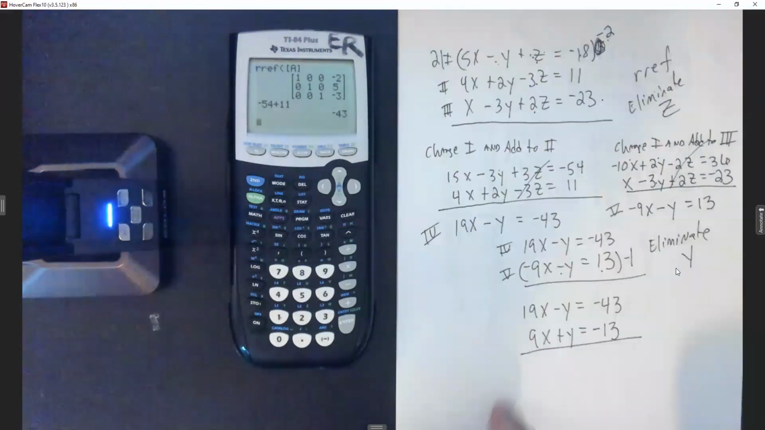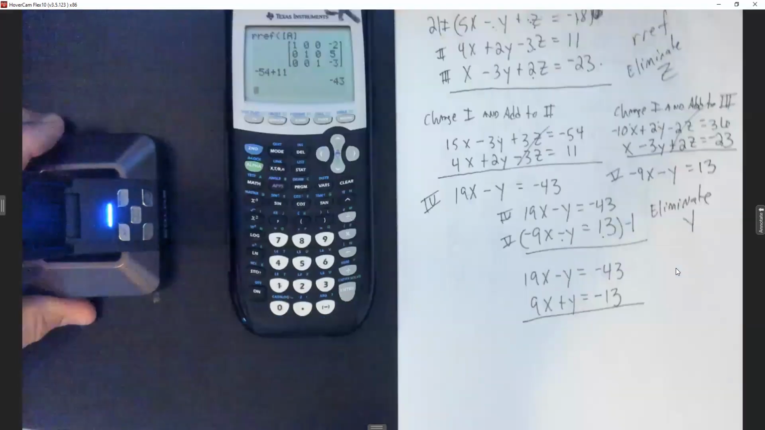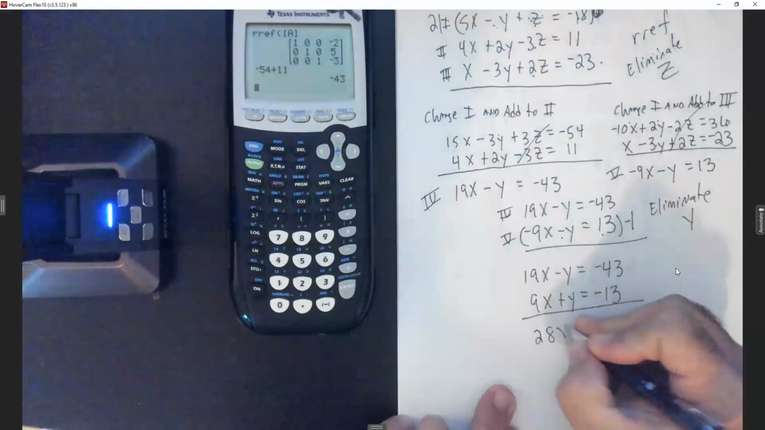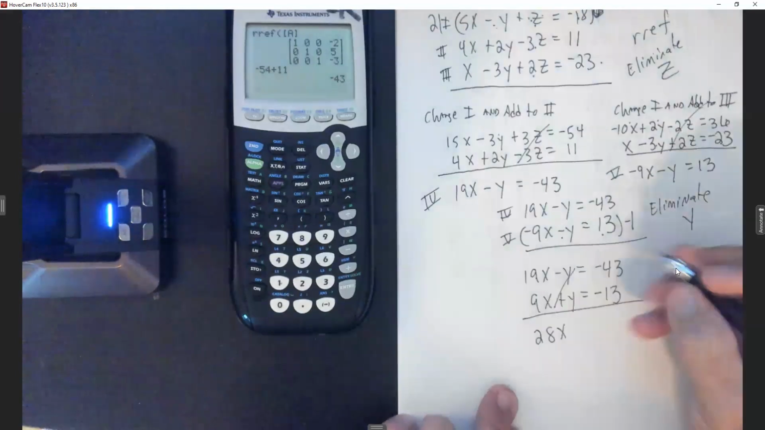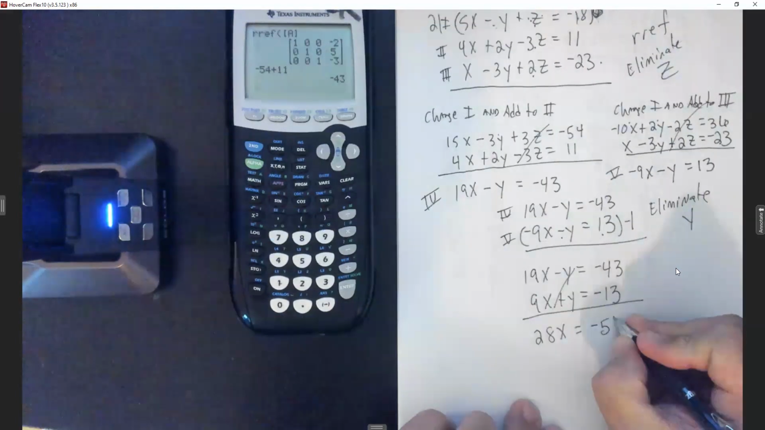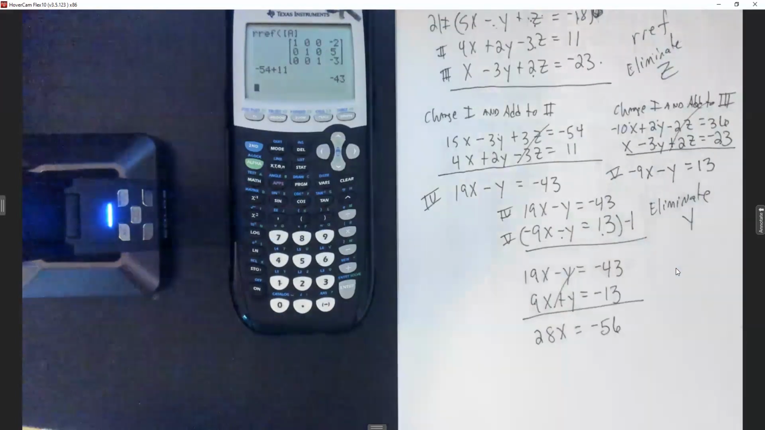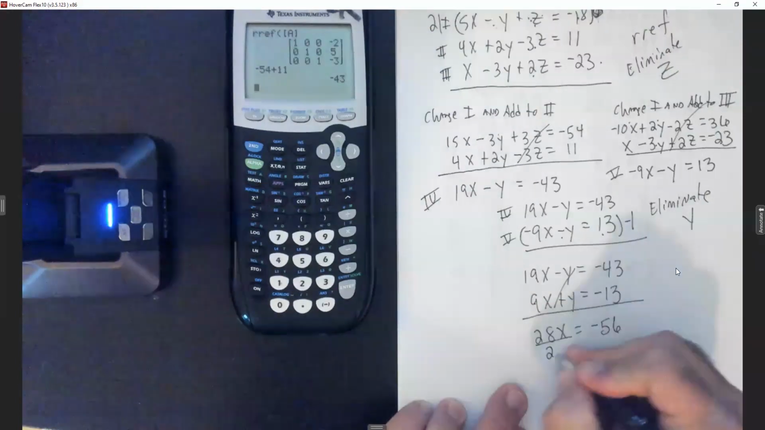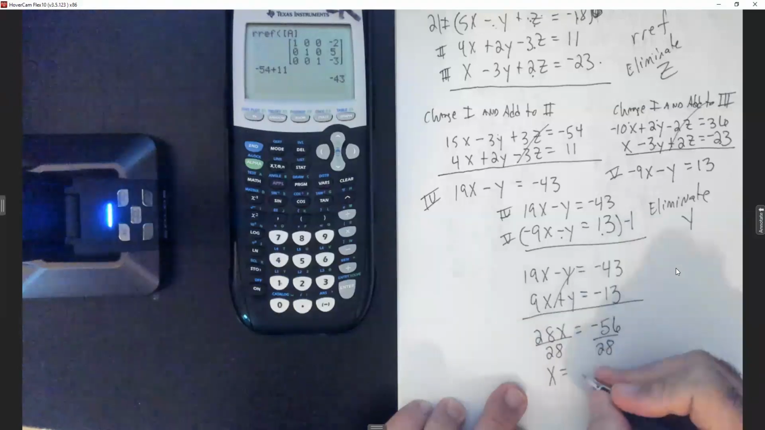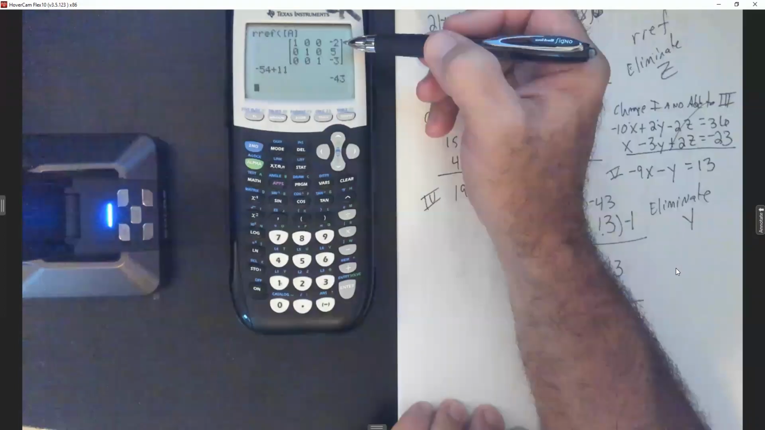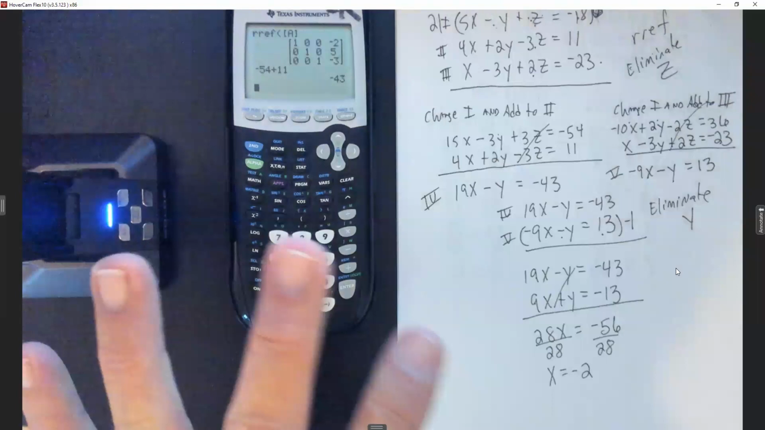All right, adding these should get rid of my y's. So 19 plus 9 is 28 x's. The y's canceled. And let's see what we get here. Negative 43 and negative 13 is what? A negative 56. So I'm now down to one equation with one variable. To solve that, we're going to divide both sides by 28 so that x equals a negative 2. Hey, we need that on the calculator. There's my negative 2. So if nothing else, I can sort of use it to guide me, right?